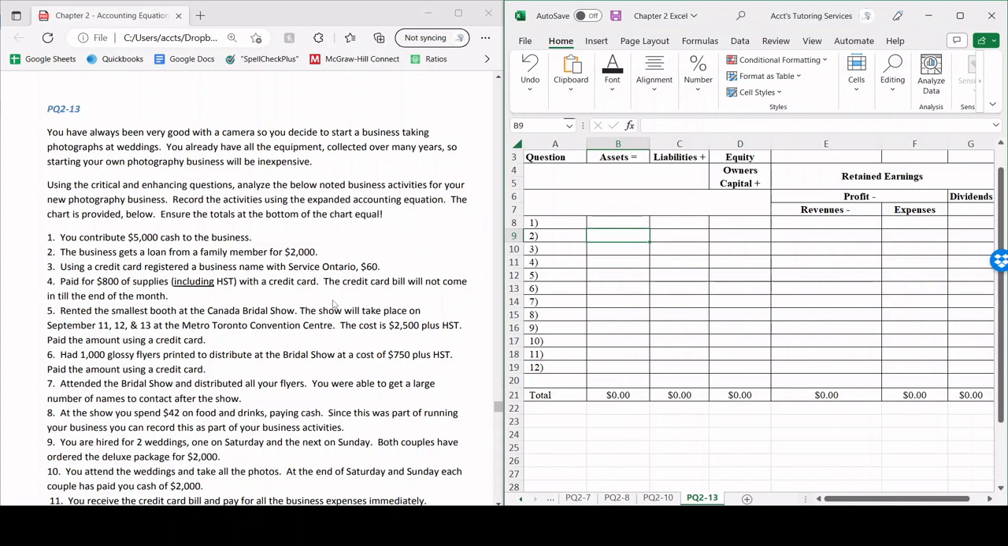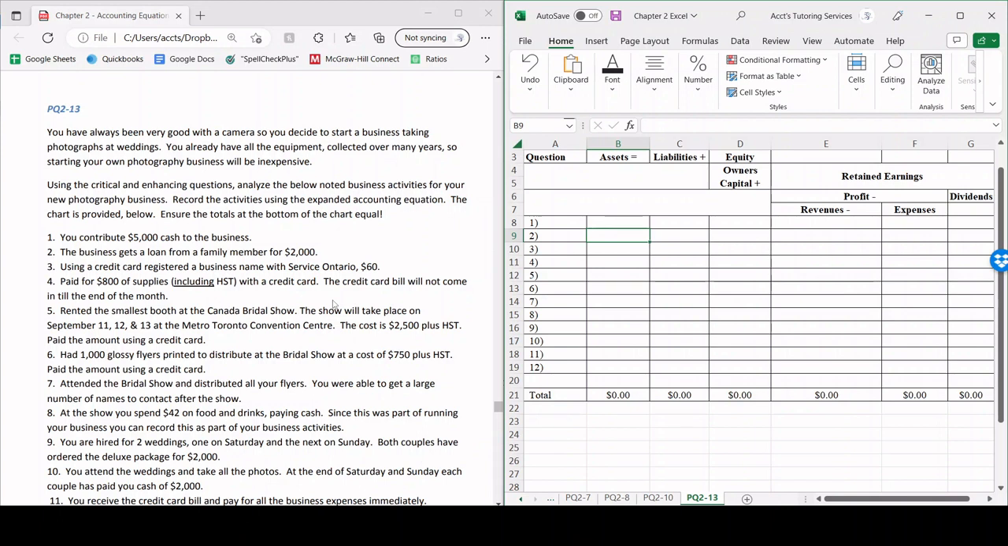So we're going to continue on with this chapter. The next question we're going to do is PQ2-13. I highly suggest that students, before watching this video, before I talk about each transaction, attempt it yourself. So pause the video, attempt it yourself, and then resume the video and see if you're doing it correctly. So you could start testing yourself on this material. So let's dive right into it.